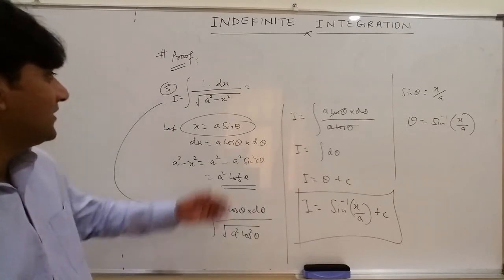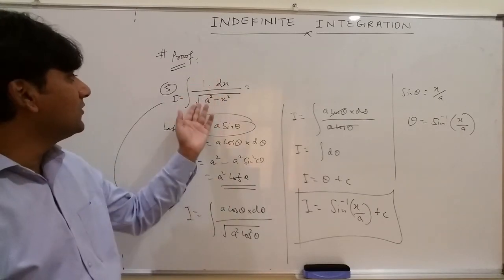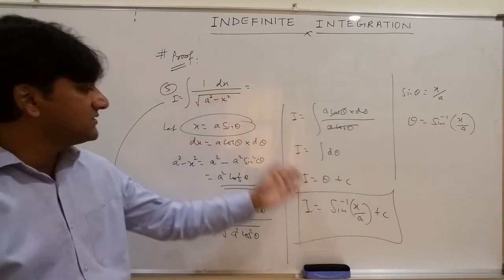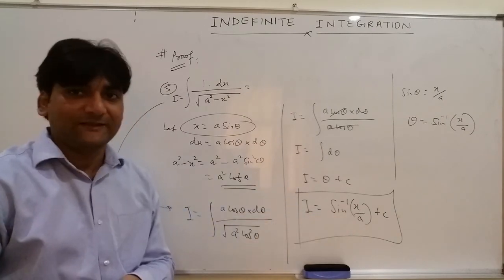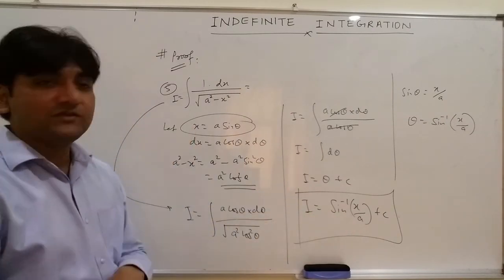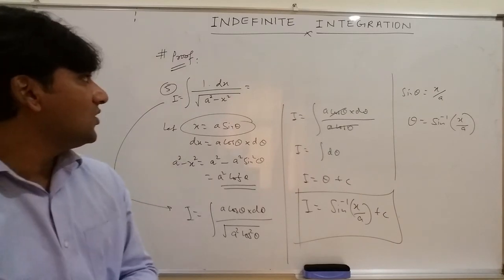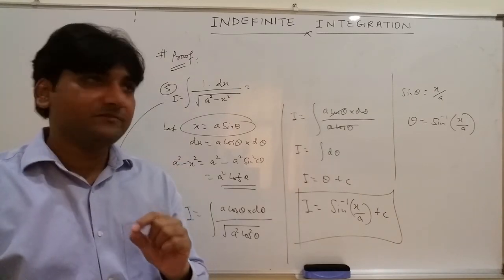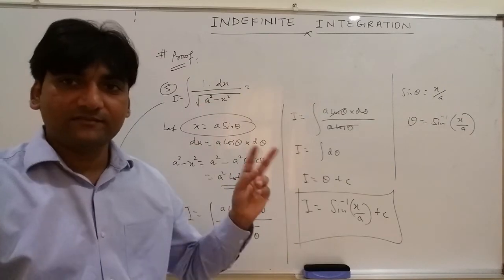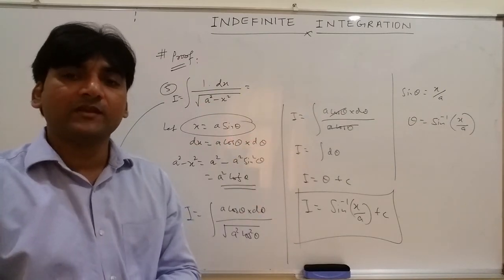So it was a question: 1 over root a square minus x square. What is the formula? Sine inverse x over a plus c. So I have derived the fifth one. Now 4, 5, 6 based on root. One of them I have done. The rest two you guys will do.